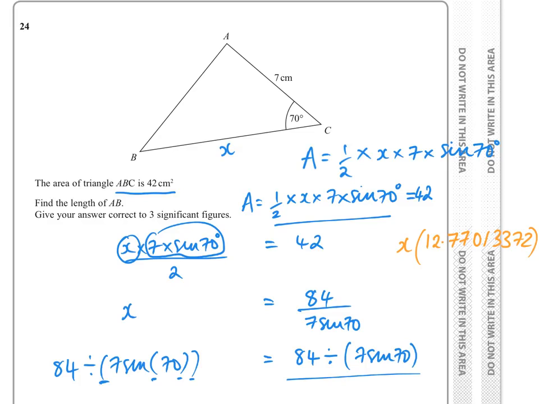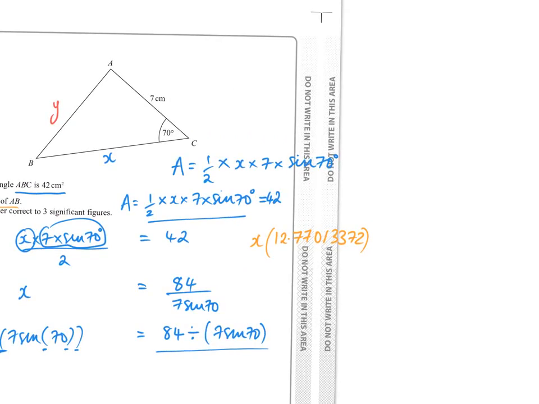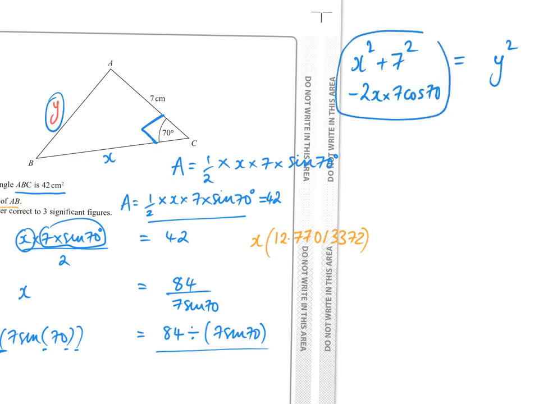So it wants us to find the length of AB, and we'll just call that y. So I reckon now what I can use is the cosine rule. Now when I've taught students in the past the cosine rule, I've always pretended it's the Pythagoras. So I pretend that this is my right angle, and if it was, I'd have x squared plus 7 squared would be equal to y squared. But because this angle is 70 and not 90, I've always got this little correcting factor, 2 times x times 7 cos 70, to take away from this x squared plus 7 squared.